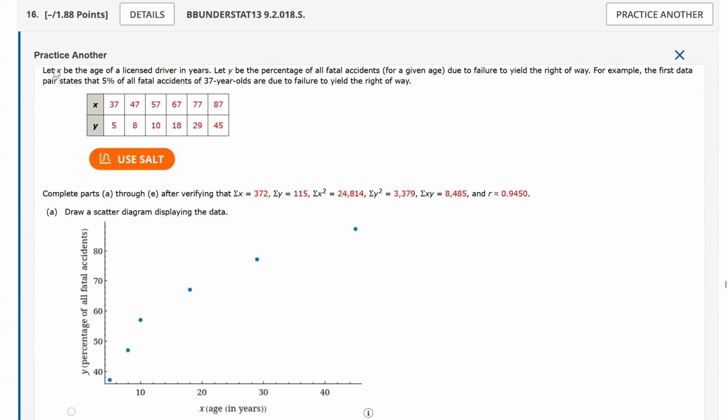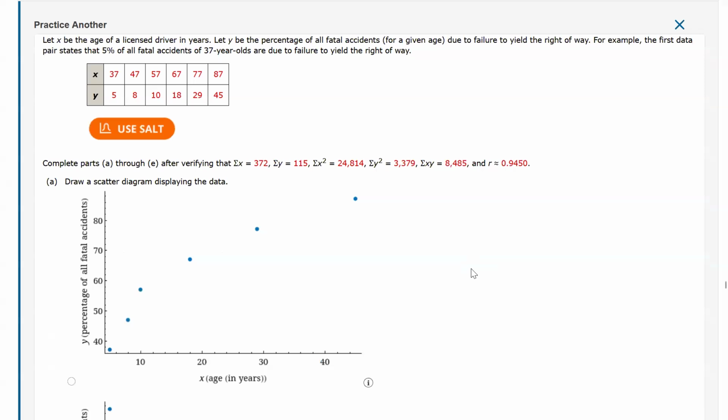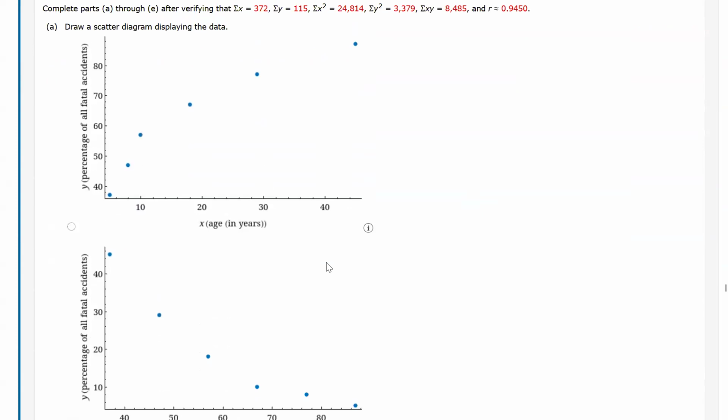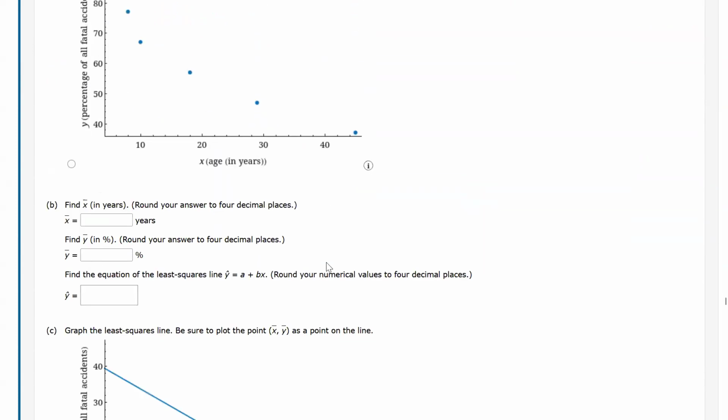So here also we have X to be the age of a licensed driver in years. And Y is the percentage of all fatal accidents due to failure to yield the right of way. So this is what we have for our X and Y. Now, I have to find the graph. Again, you could just look and then get the graph, or you could go to Sol to find it. So I'm not worried about that one.